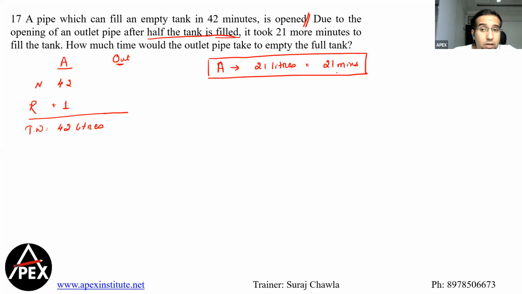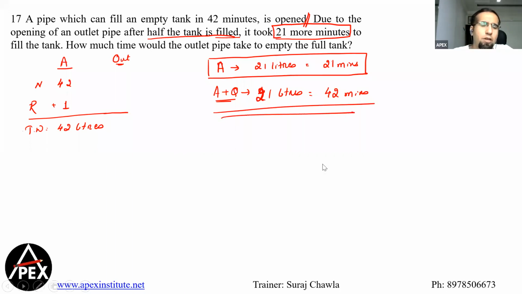Right. But what is happening now? A is not working alone. A and Q are working together now. So can I say they will take more than 21 minutes? Now, how much more? The question says 21 minutes more. Clear? Which means A plus Q would have filled 21 liters in how many minutes, guys? 42 minutes. Is this point clear?